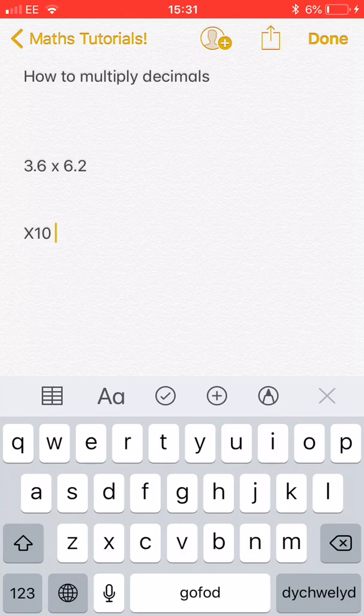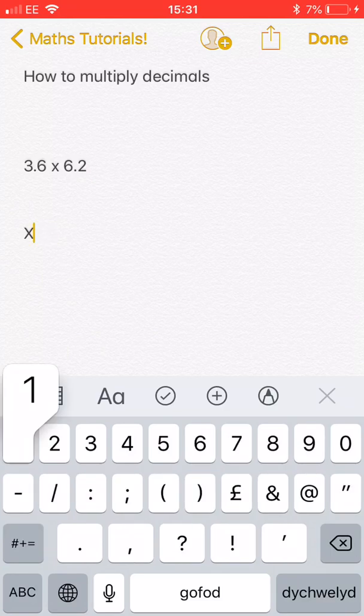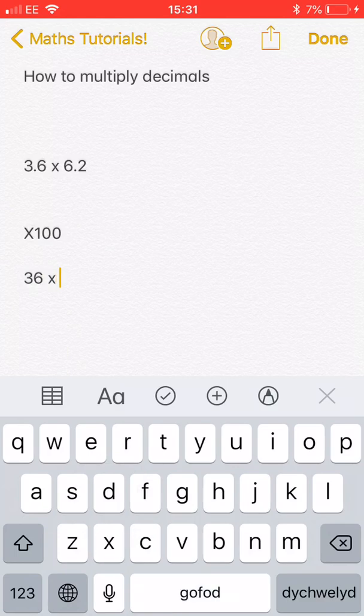Anyway, multiplying decimals. So here we have 3.6 times 6.2. Now what we can do is make these whole numbers. To make these whole numbers, we need to multiply them both by 10. If we multiply them both by 10, that makes the product times 100. Then we have 36 times 62.